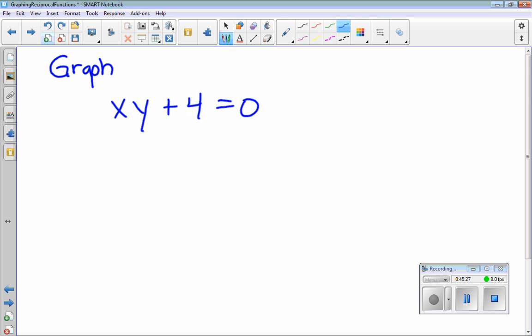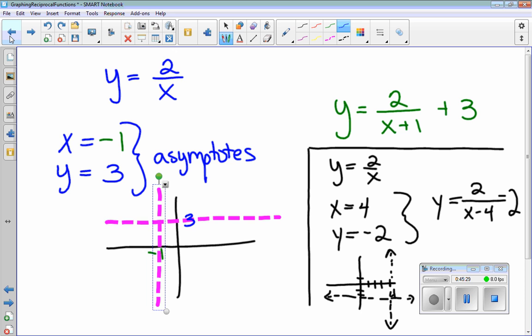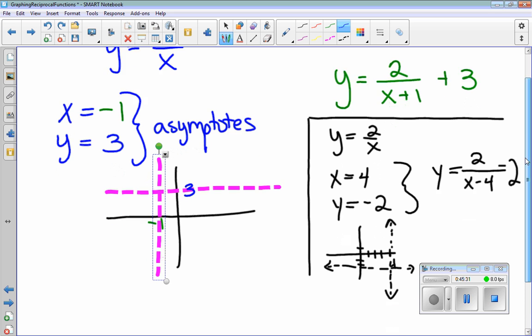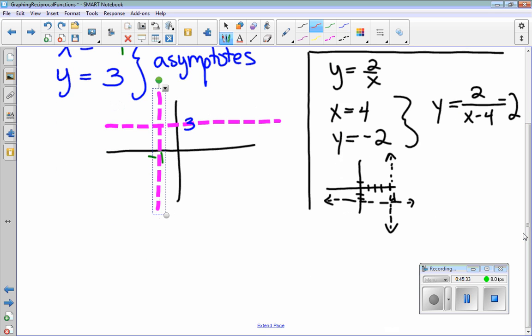The last one, the asymptotes. Oh, you mean if I was going to graph the whole thing? There's no negative, so it would just be like this. The asymptotes went right 4, down 2, and then you use those as your guidelines. If there was a negative up here, then they would go in the different parts. Okay?